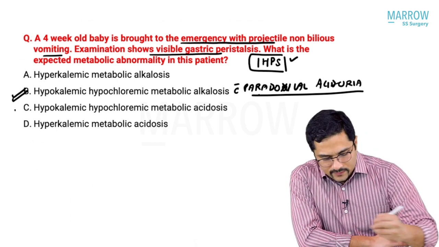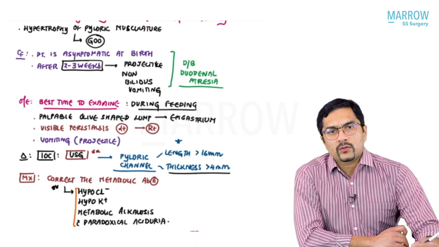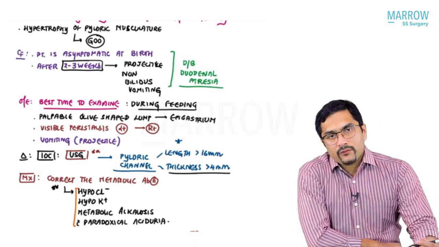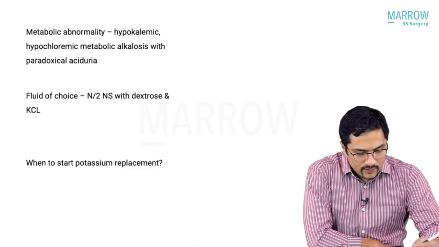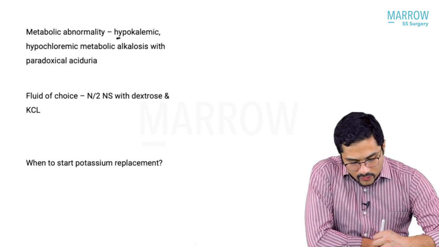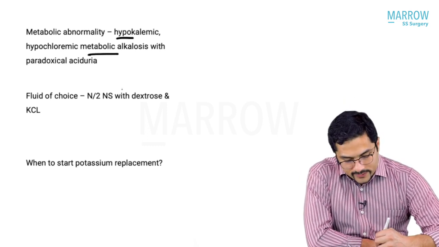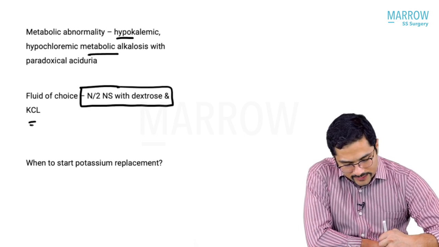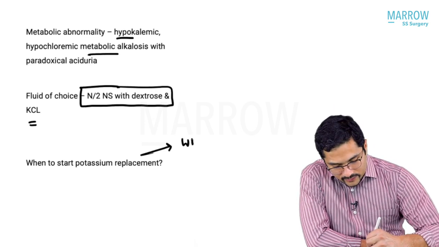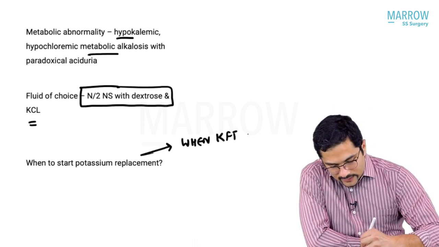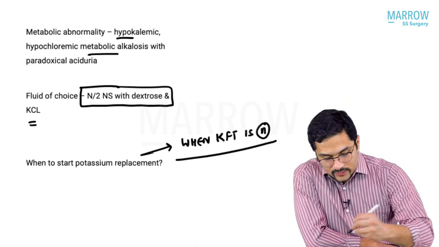So, this is a very common question which is asked. We know idiopathic hypertrophic pyloric stenosis is diagnosed using an ultrasound. This is a typical metabolic abnormality, and first you have to correct the metabolic abnormality and then carry out surgery for the patient. The metabolic abnormality is hypokalemic, hypochloremic metabolic alkalosis with paradoxical aciduria. The fluid of choice is N/2 NS with dextrose and KCl. And you know that KCl, or potassium, should be added when the kidney function test is normal or when KFT recovers. That's when you add potassium in these patients.